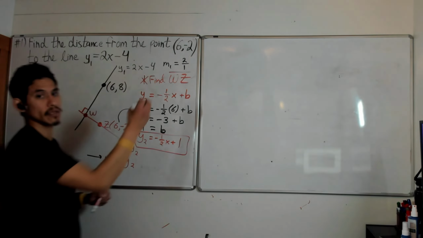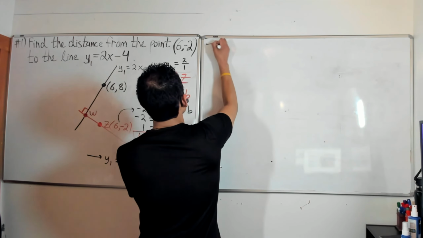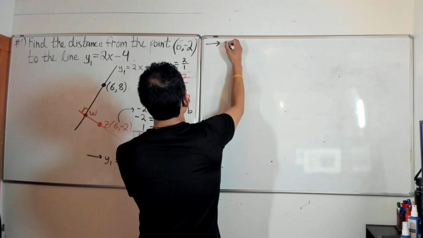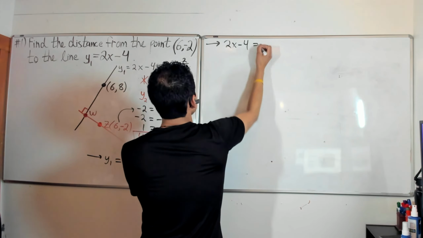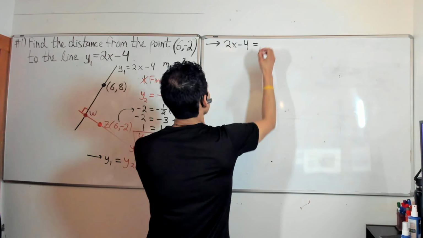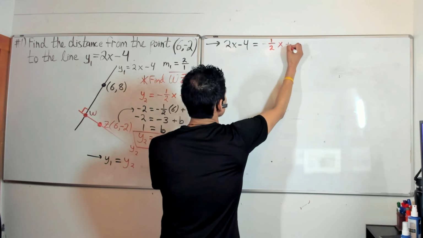So let's go over here. I don't like bending over. I'm too tall. So we're going to write 2x minus 4 equal to negative 1/2 x plus 1.